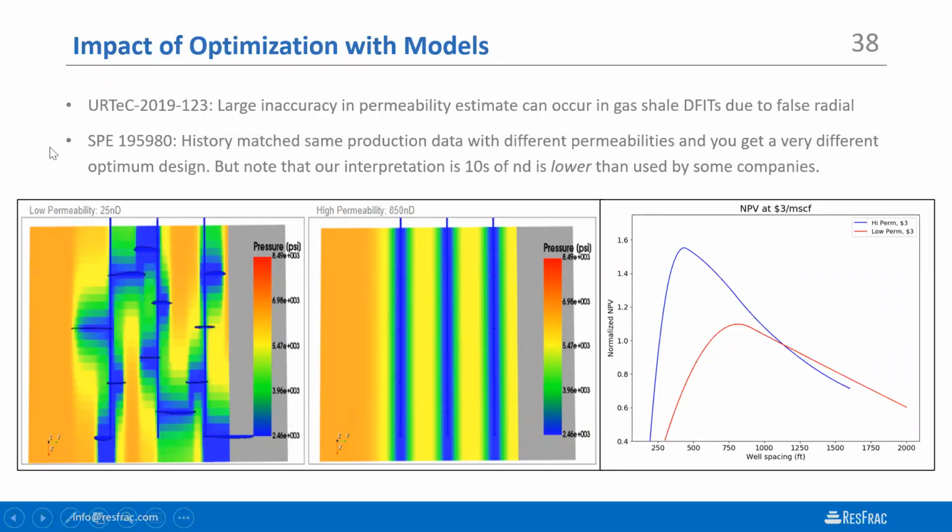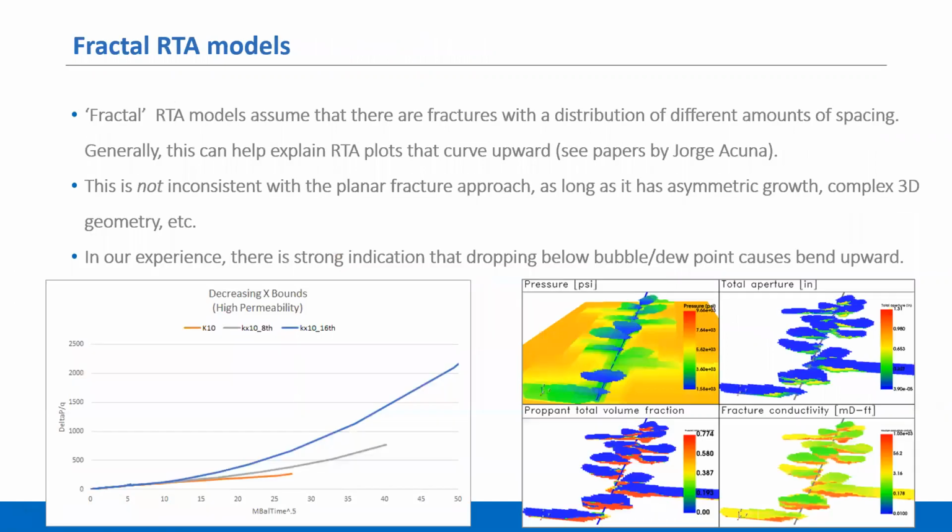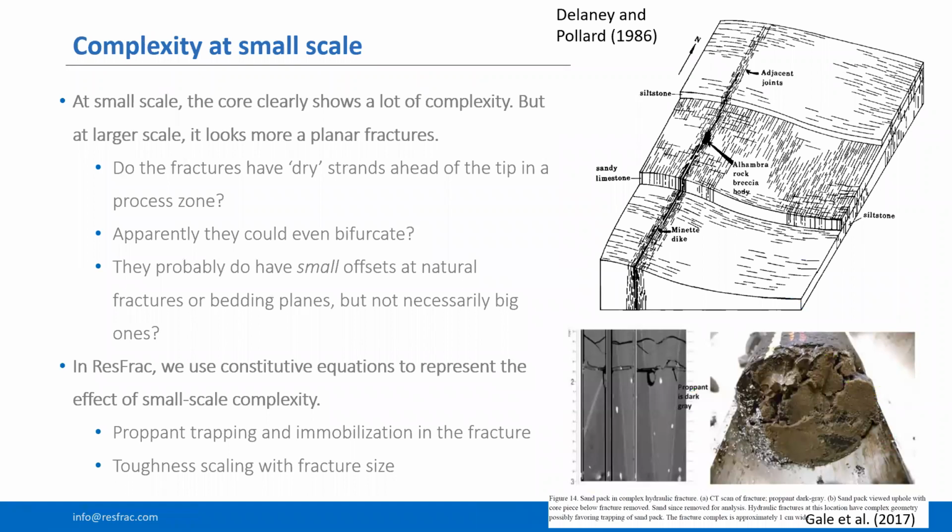So I mean, this is just one example, but when you actually start history matching data, what you quickly discover is, oh yeah, planar fractures have no problem matching these data sets. All right, so certainly there's complexity at small scale. The core shows a lot of complexity.